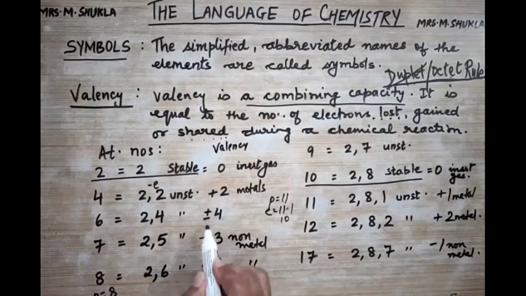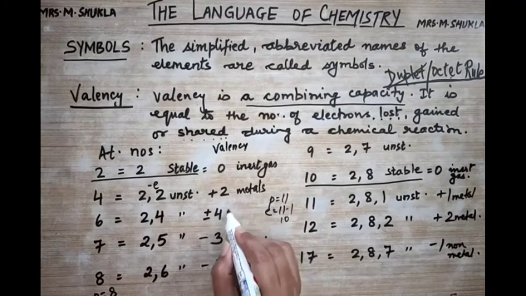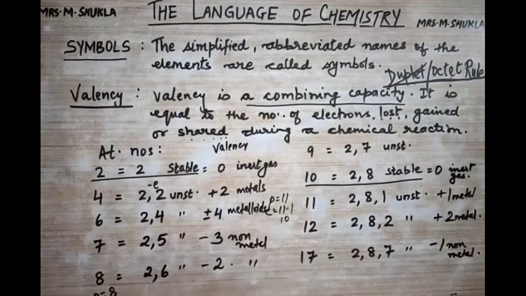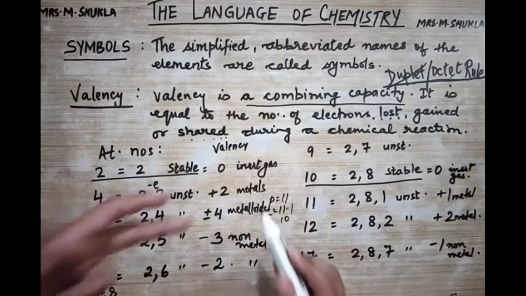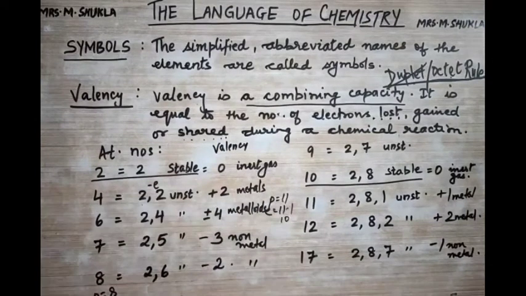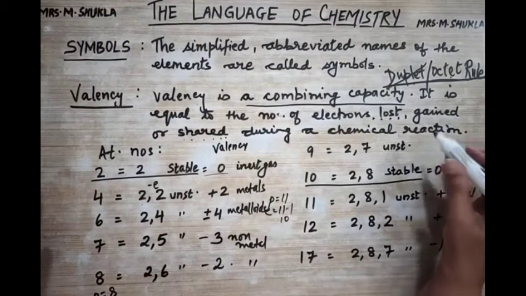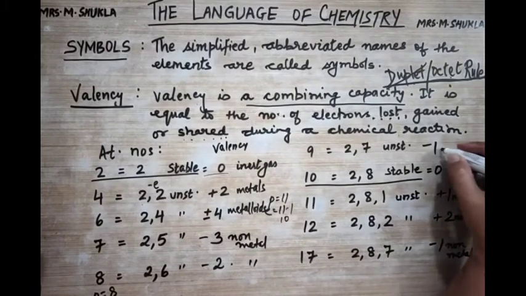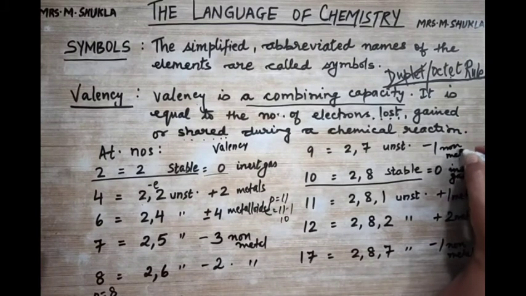What is left? Plus minus. Where sharing takes place, these elements, they are metalloids. So as you all know, elements are of 4 types: metals, non-metals, metalloids, and inert gases. Inert gases, they are stable. Oh, sorry, I did not do this one. This is -1. So this is also your non-metal. Clear?